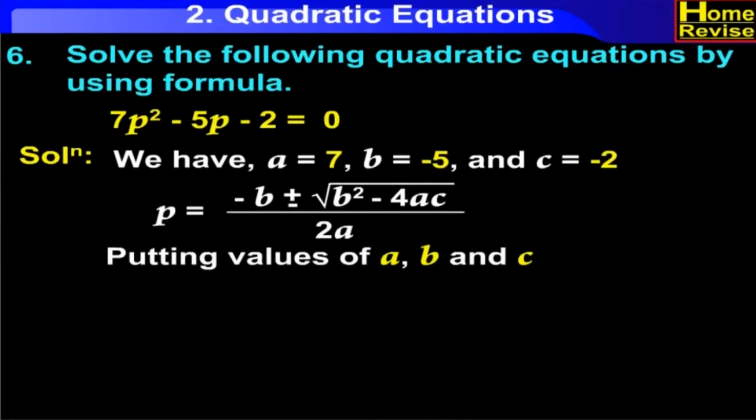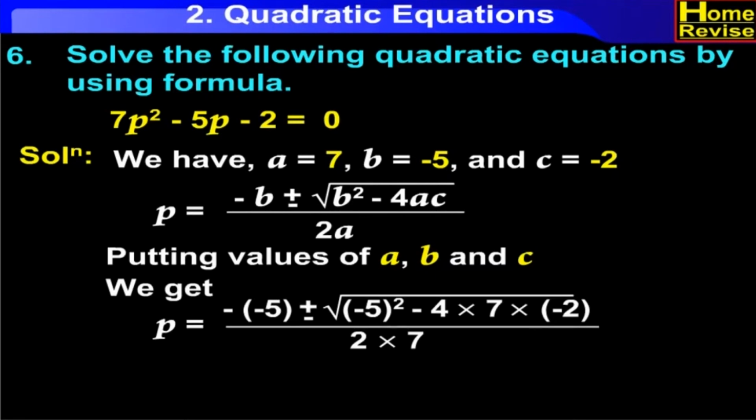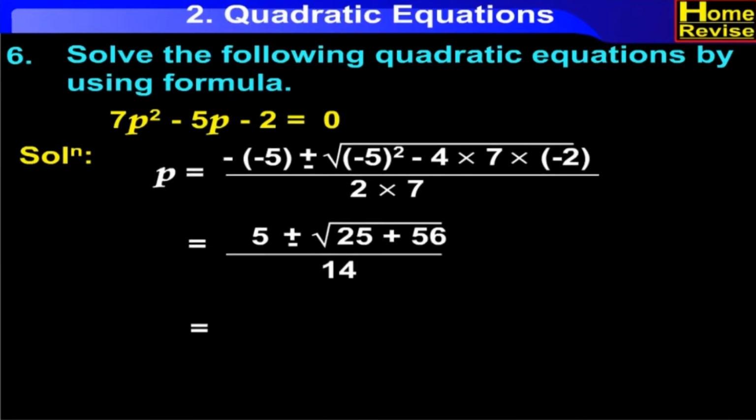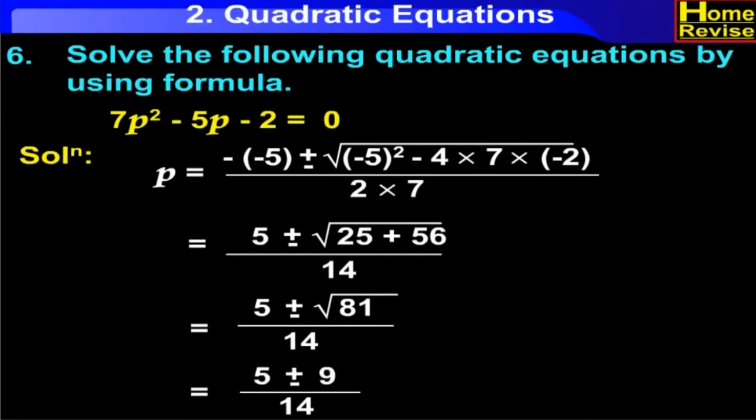and putting the values of a, b and c, we get p = (-(-5) ± √((-5)² - 4 × 7 × (-2))) / (2 × 7) = (5 ± √(25 + 56)) / 14 = (5 ± √81) / 14 = (5 ± 9) / 14.